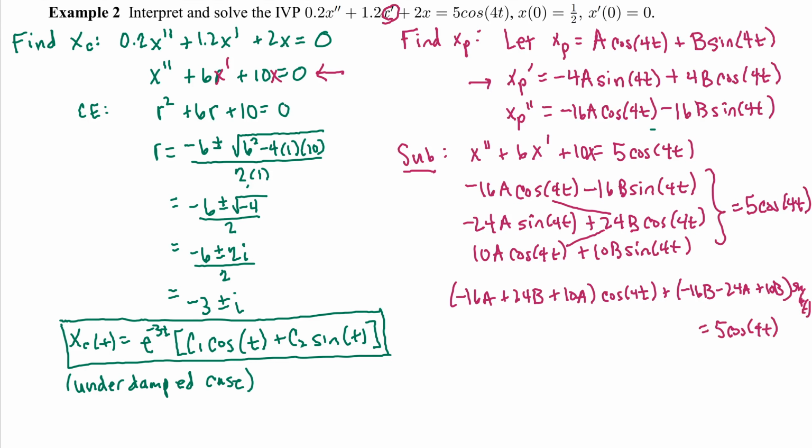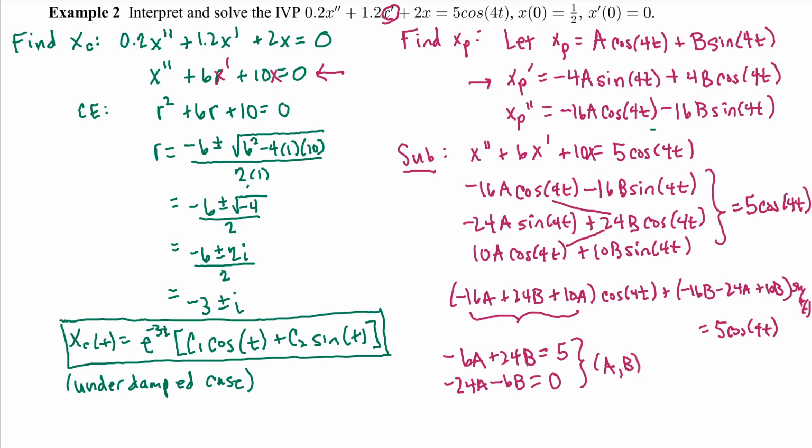Okay, so the coefficient of cosine of 4t on the left here is negative 6a plus 24b. That's going to be equal to the coefficient of cosine over there on the right. Working on the coefficient of sine of 4t, we have negative 24a minus 6b. That's going to be equal to the coefficient of sine of 4t on the right. And because there's a missing sine of 4t, we'll go ahead and set that equal to 0.